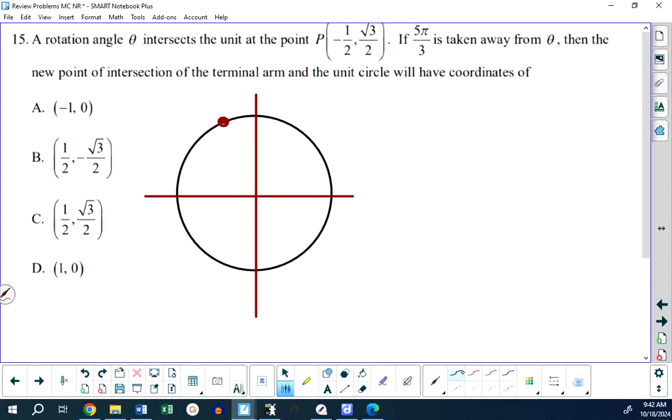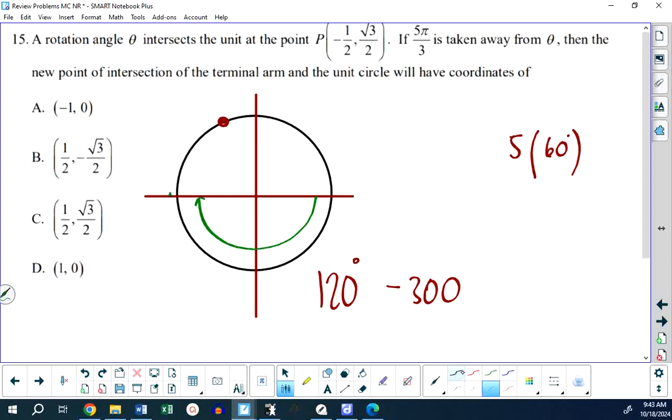And this is the one case, Joanna, where I would think in degrees. Okay, I mean this is 120 degrees. That's what theta is. And we want to subtract 5 pi over 3. That's 5 times 60 degrees. So we want to subtract 300 degrees. And I get negative 180. So the angle that we get is negative 180 degrees, and that will intersect the unit circle at this point, which is at negative 1 comma 0. Does that make sense? Okay.